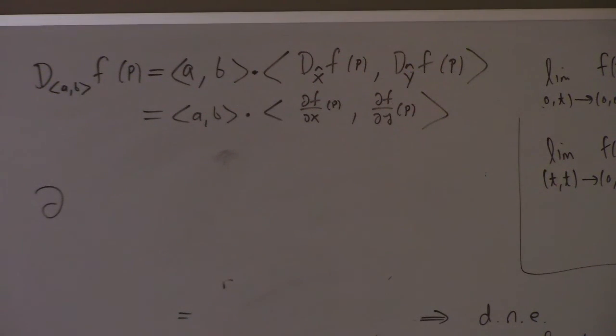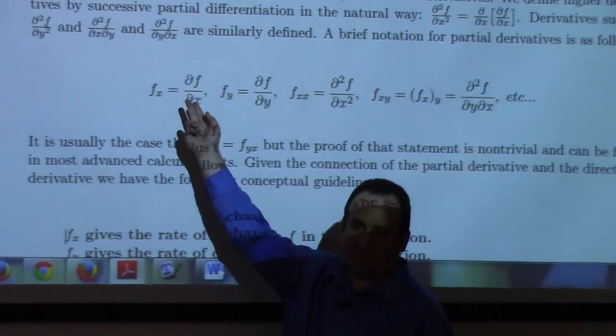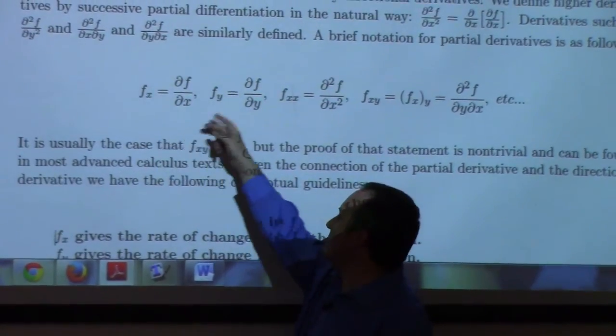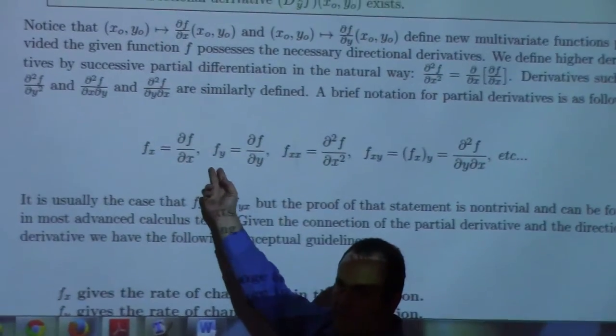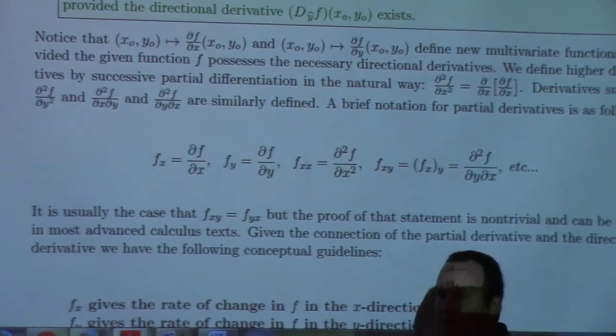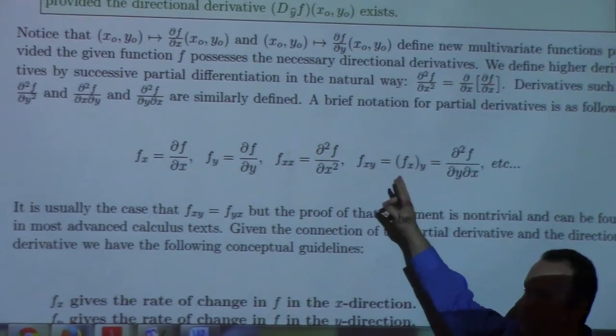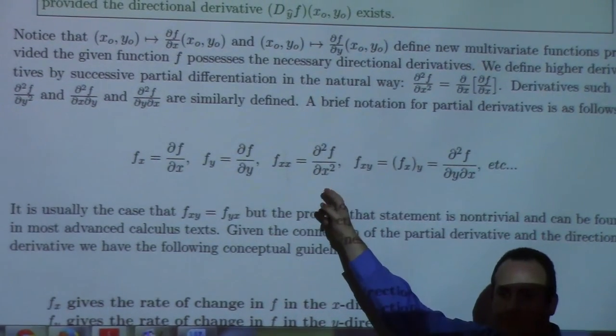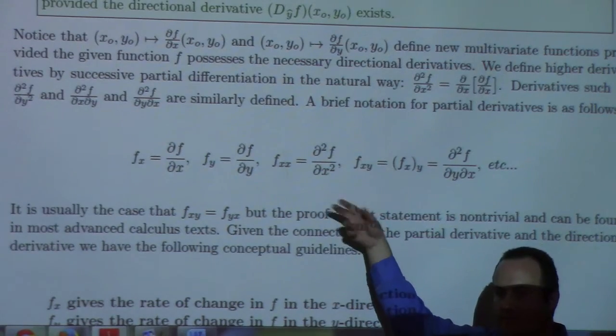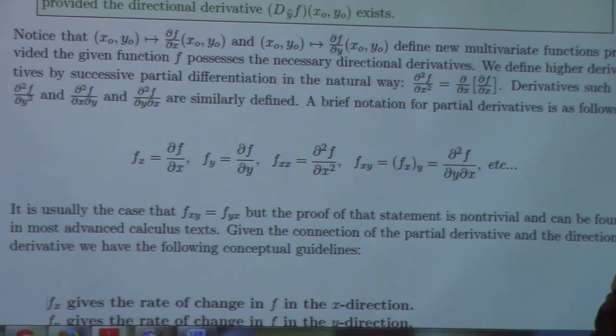Here's some notation for partial differentiation. We use f sub x as a shorthand for partial f partial x. F sub y is a shorthand for partial f partial y. You can also talk about second derivatives. Partial squared f partial. That just means you differentiate the derivative function again and so forth.